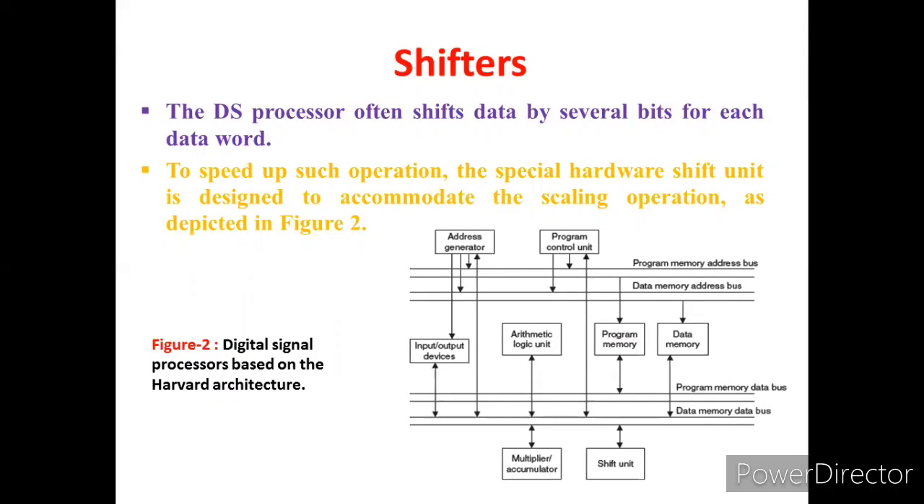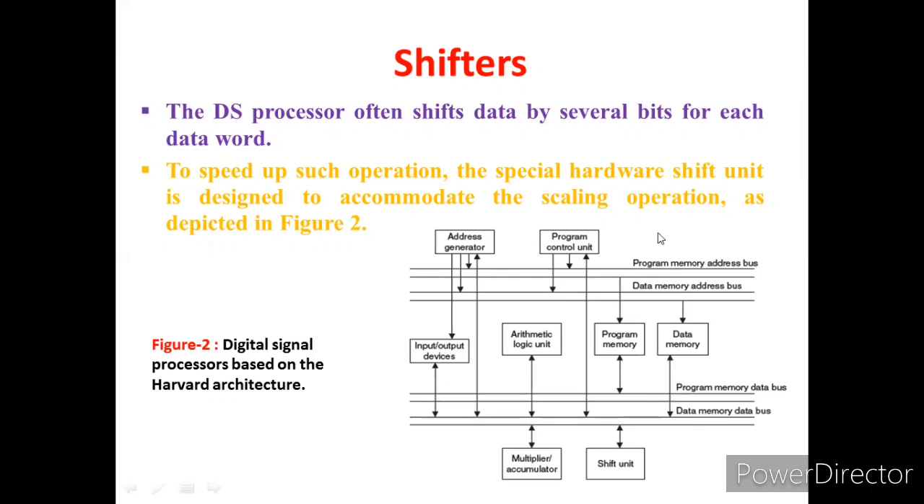So let us see the hardware unit which has been added in the DS processor. The DS processor also shifts the data by several bits for each data operation. So to speed up such operation, a special hardware shift unit is designed to accommodate the scaling operation as depicted in figure 2.